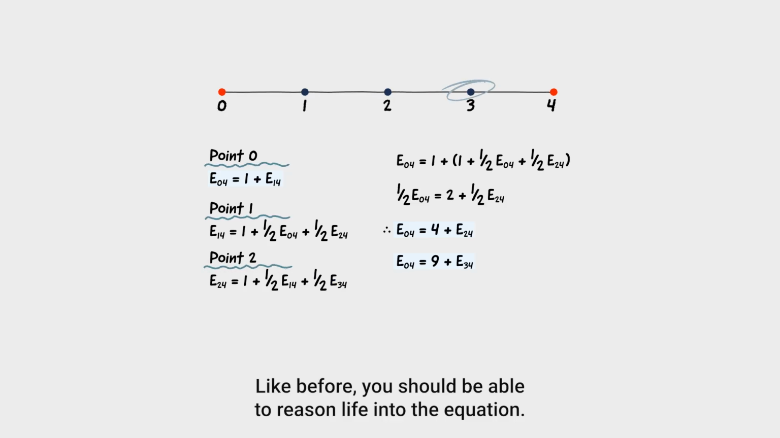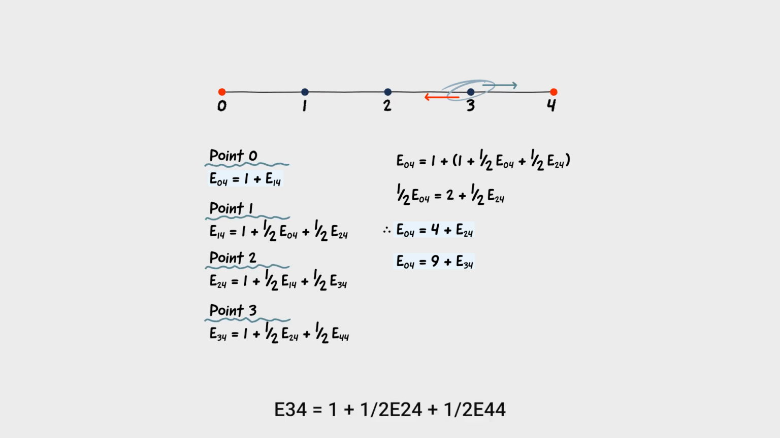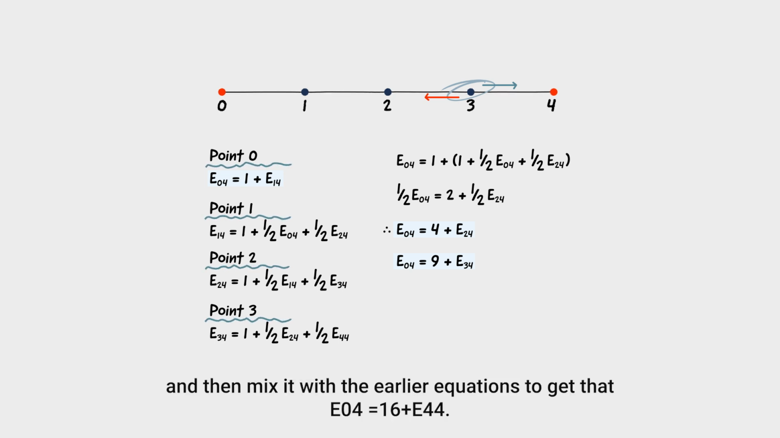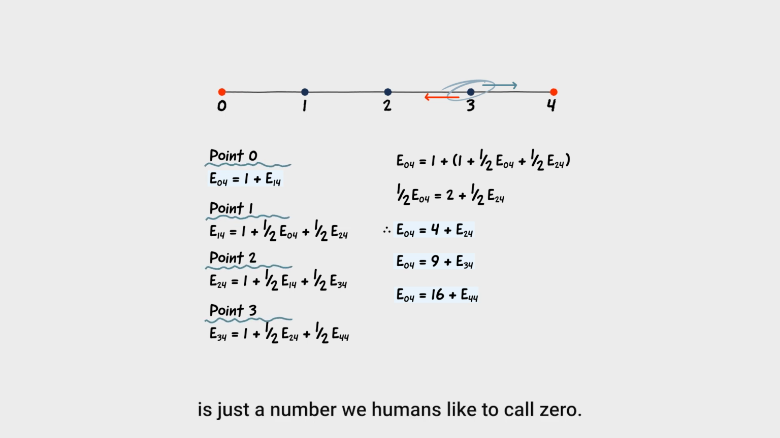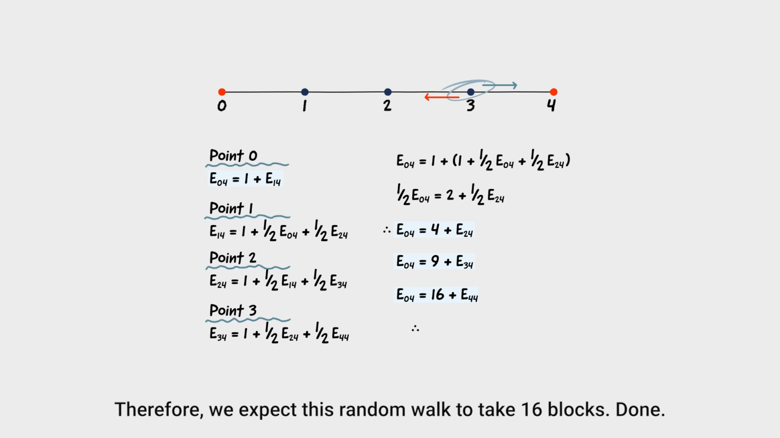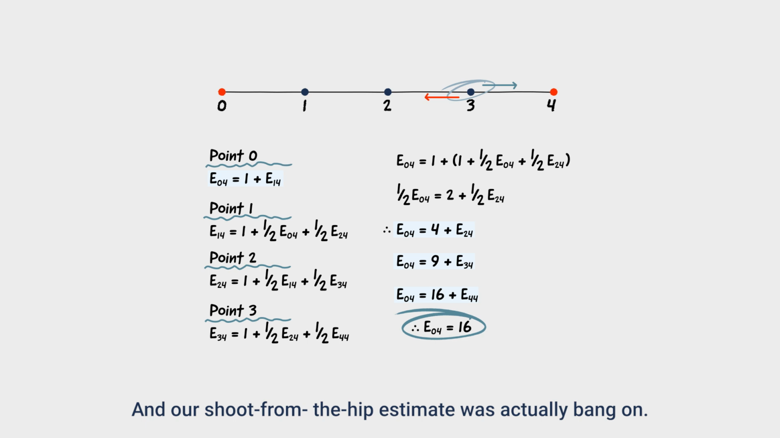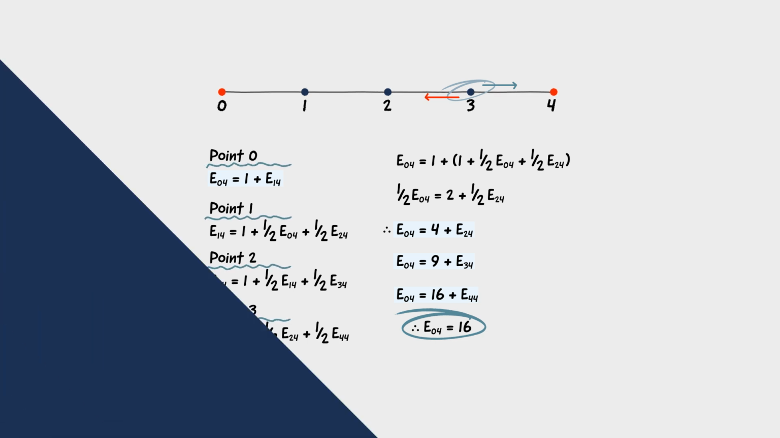Like before, you should be able to reason life into the equation E34 equals 1 plus a half E24 plus a half E44, and then mix it with the earlier equations to get that E04 equals 16 plus E44. And wonderfully, E44, the expected number of blocks to get from point 4 to point 4, is just a number we humans like to call 0. Therefore, we expect this random walk to take 16 blocks. Done. And our shoot from the hip estimate was actually bang on.